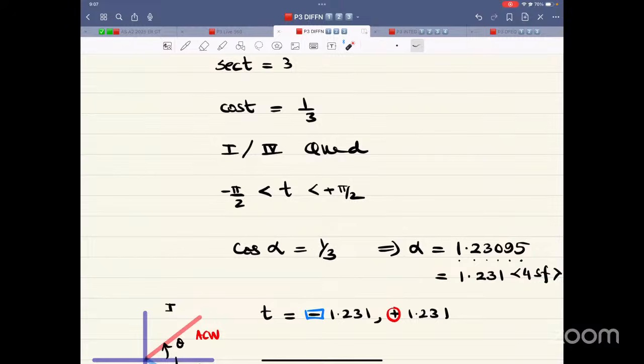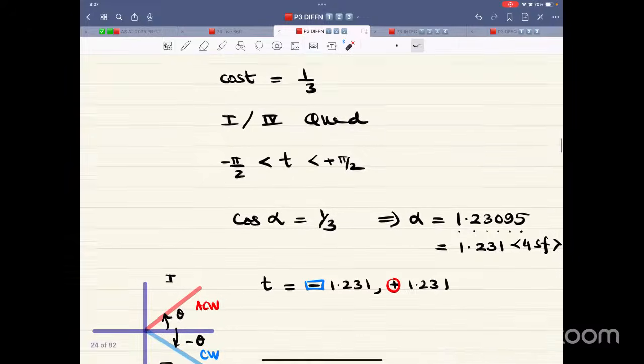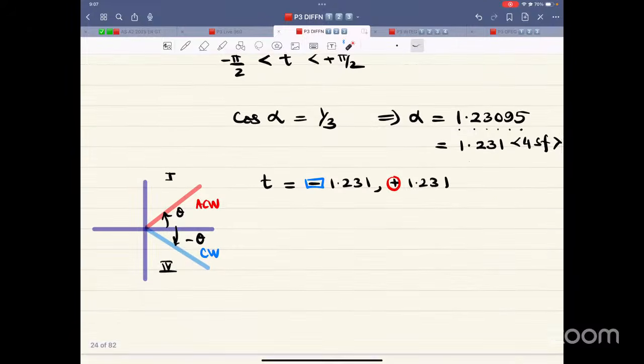Cos is positive in the first and fourth quadrant. Now this is from positive 90 to negative 90. Actually, negative 90 to positive 90. So this is in the fourth and first quadrant, except in the first quadrant, this is 0 till 90. So go anti-clockwise. And 0 till negative 90, go clockwise. Clockwise angles are negative, anti-clockwise angles are positive.